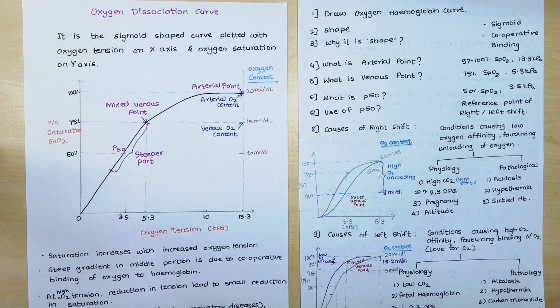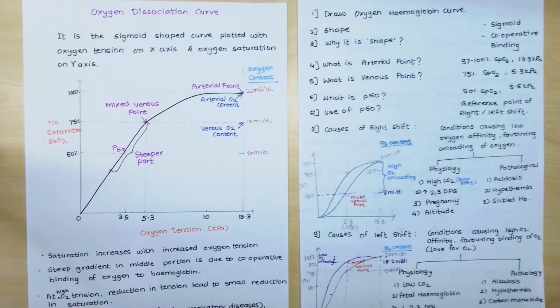Oxygen dissociation curve. It is the sigmoid-shaped curve plotted with oxygen tension on the x-axis and oxygen saturation on the y-axis. So there are some important points on this curve. First is the arterial point. It is the oxygen tension of 13.3 kilopascal at which oxygen saturation is 97 to 100%.